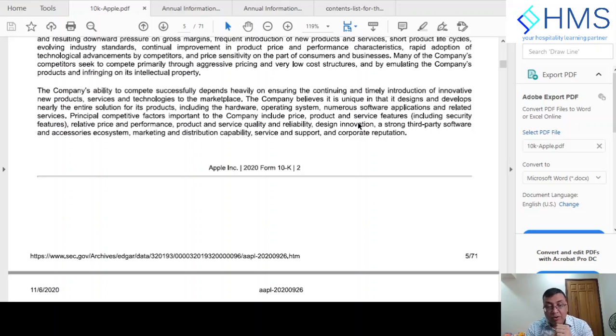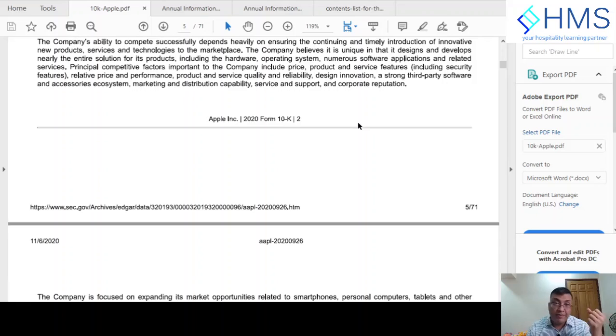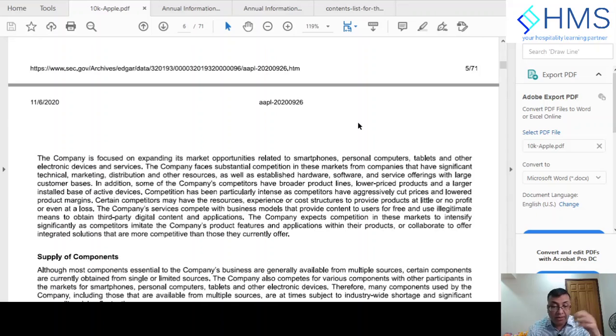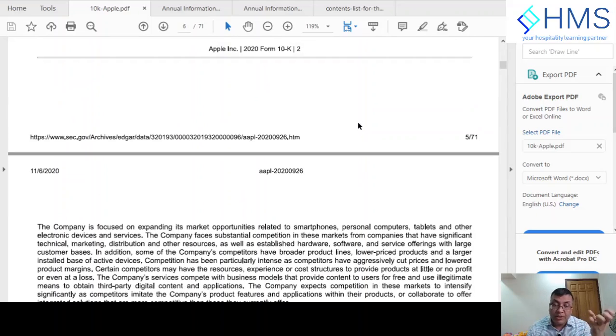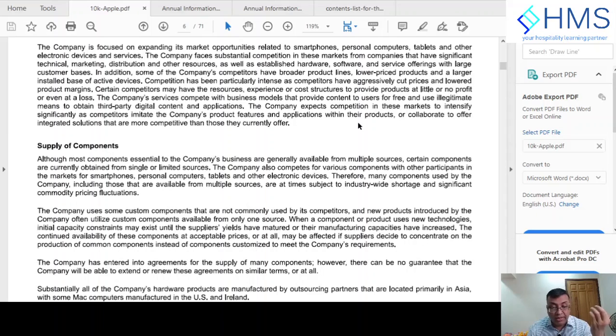The principal competing factors important to the company include price, product and service features, including security features, relative price and performance, and a strong third-party software and accessories ecosystem. So the company is trying to compete with its innovative products and third-party solutions, by offering new related services and trying to keep the customer in their own ecosystem.